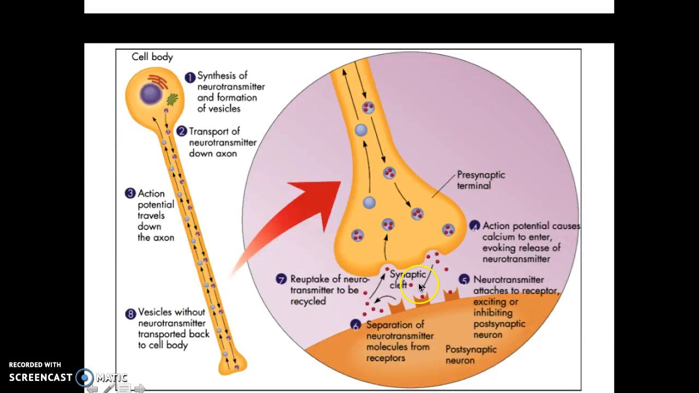So you can see here, it shows all the steps, which is nice. You have action potential all the way down, and then when you get to the axon terminal, the neurotransmitter would attach, and depending on if it was inhibitory or excitatory, it would either increase or decrease the action potential.